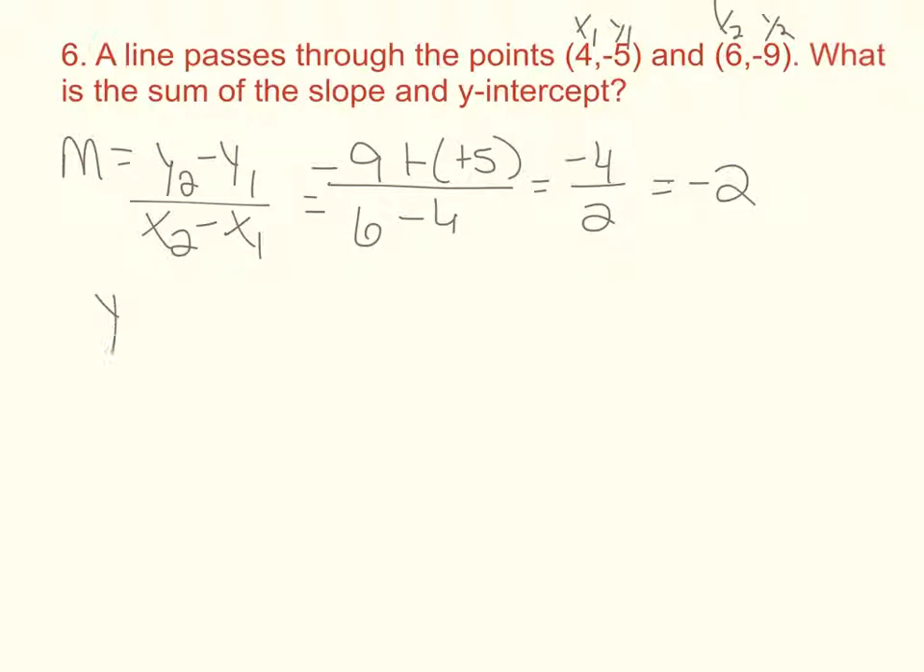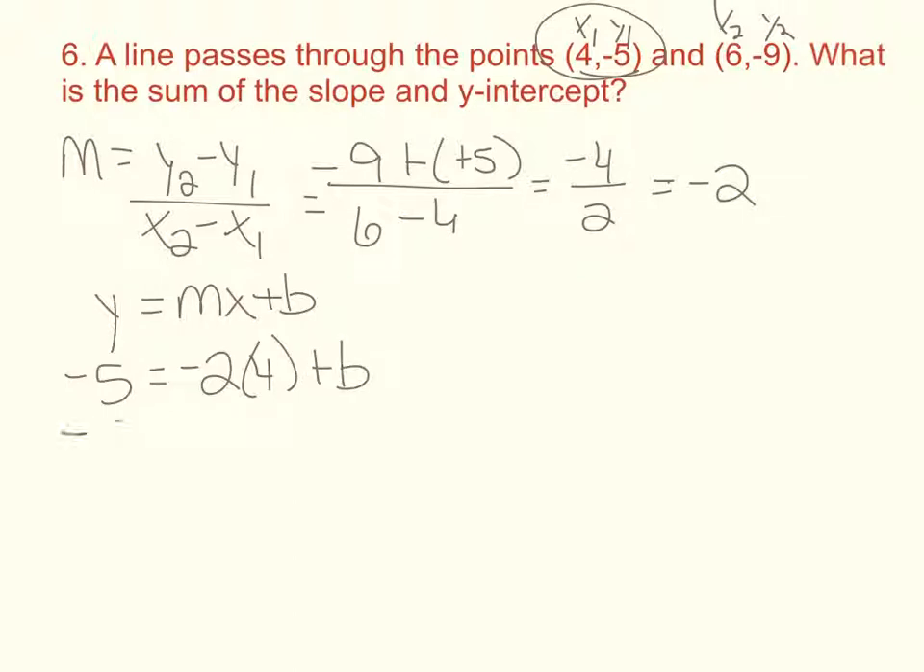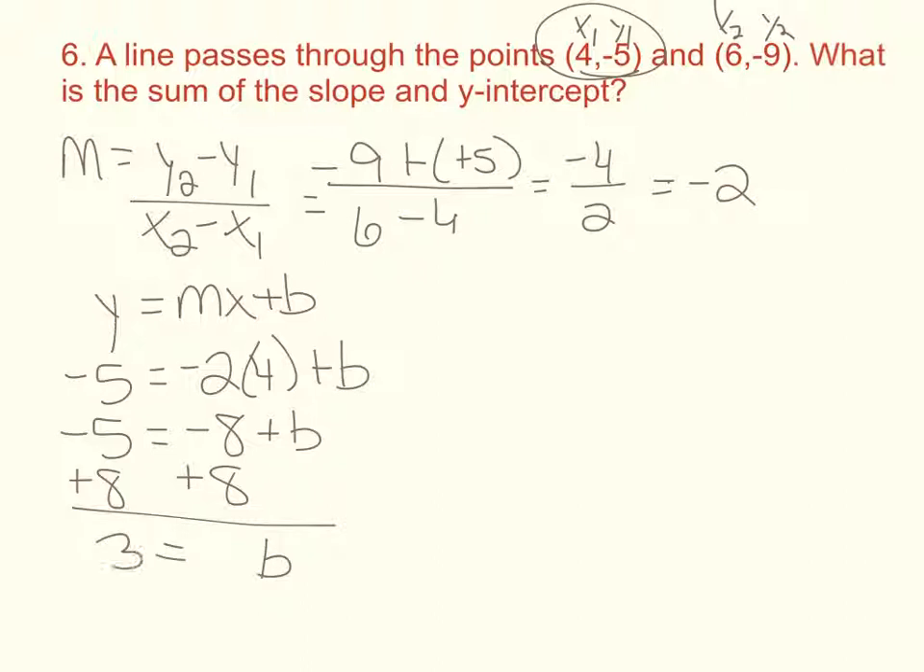So we're going to take y equals mx plus b. I'm going to use this point. I'm going to plug -5 in for y equals, I found my slope was -2. X is 4 on that point, and I am solving for b. So -5 equals -8 plus b. I'm going to add 8 to both sides, and I get b is 3.